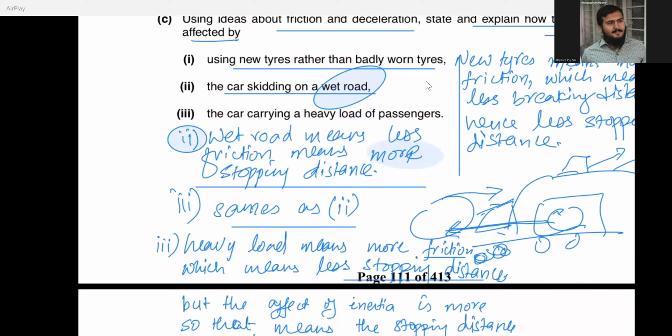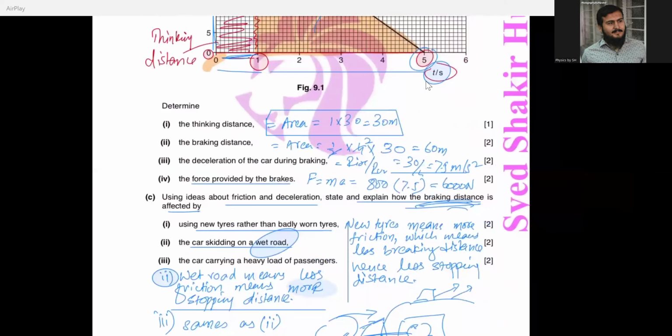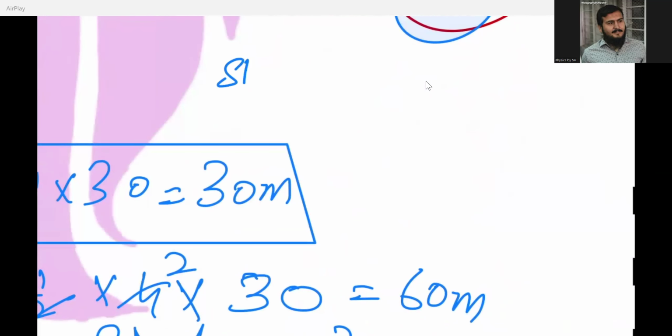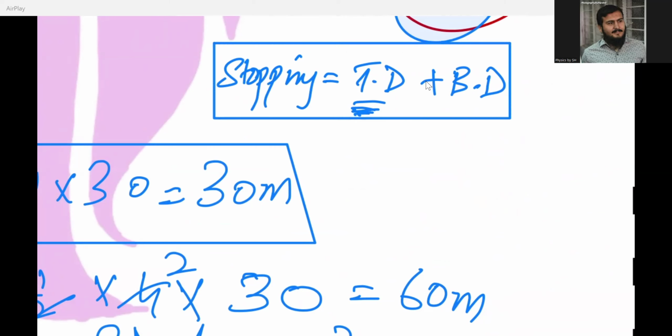Now Vada is asking what the difference is between stopping distance and braking distance. अच्छा, stopping distance का फॉर्मूला है, लिख लें कहीं आप लोग, stopping distance is thinking distance plus braking distance. This is the one formula that relates all the three, right?